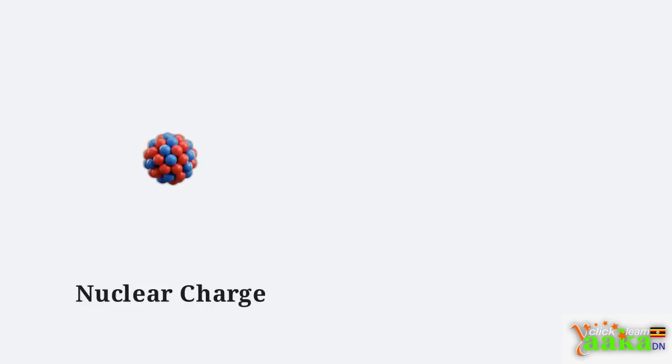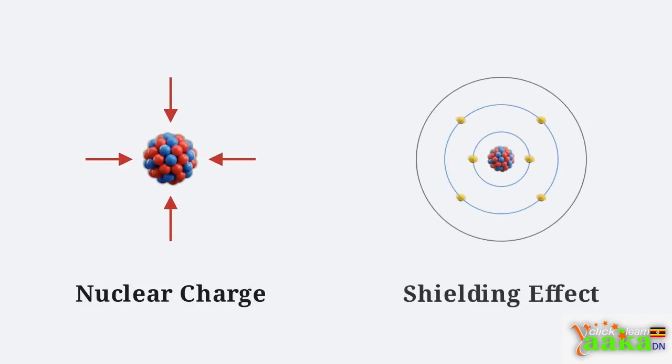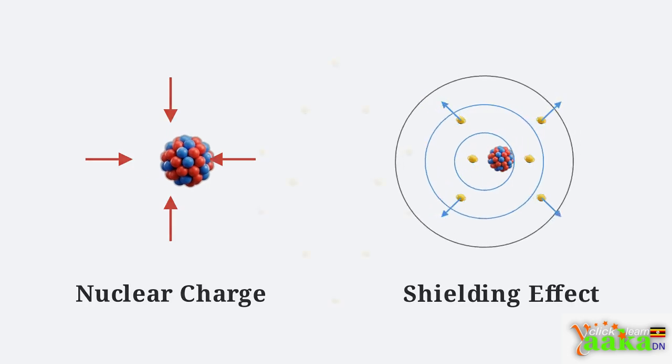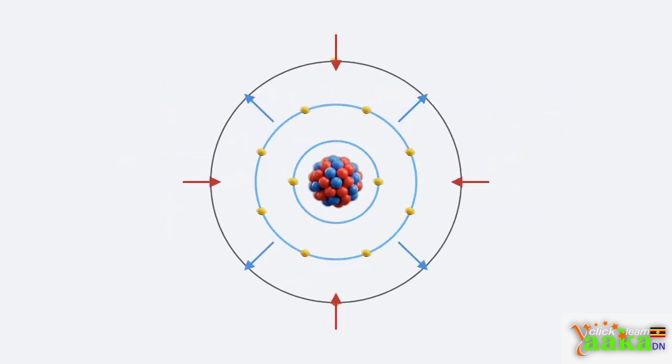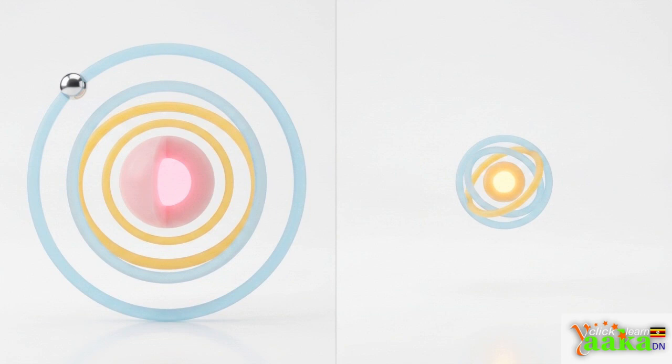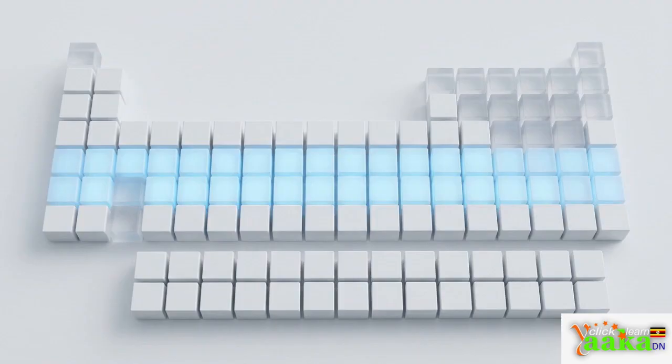On the left is the nuclear charge, the positive protons pulling electrons inward. On the right is the shielding effect, the inner electron shells acting as physical barriers that block that central pull. This tug-of-war is the engine behind every trend we see. Identifying which force is stronger in a specific element helps us understand why some are highly stable, while others are incredibly reactive. We see this first in the horizontal rows, or periods.